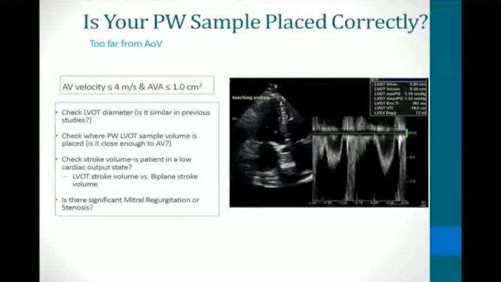On the other hand, what about if your pulse wave sample is too far from the aortic valve? If you have a lower velocity across the aortic valve but a small aortic valve area, your pulse wave sample may not be close enough to the aortic valve.